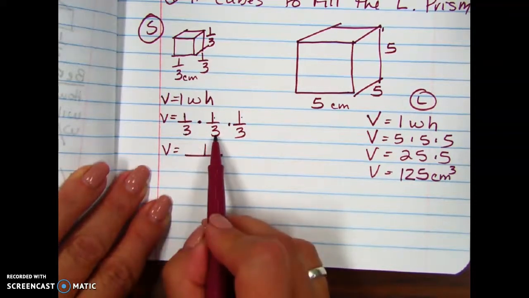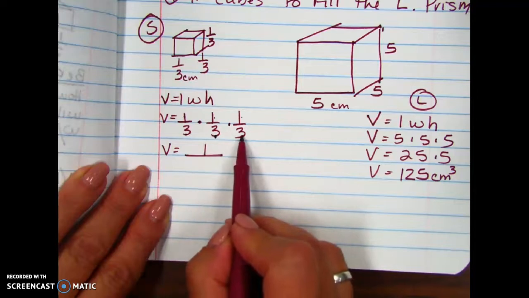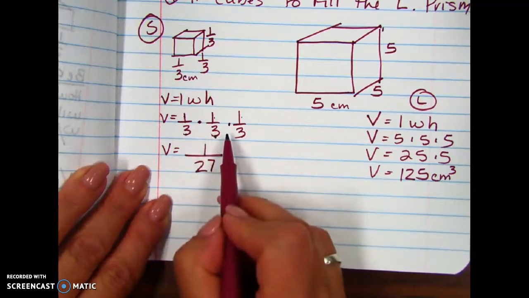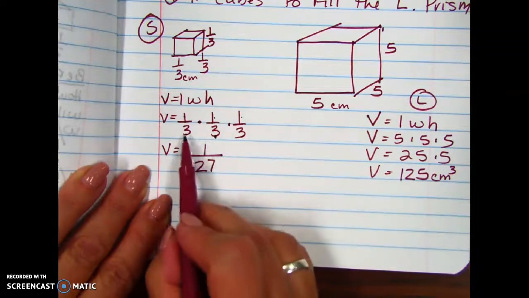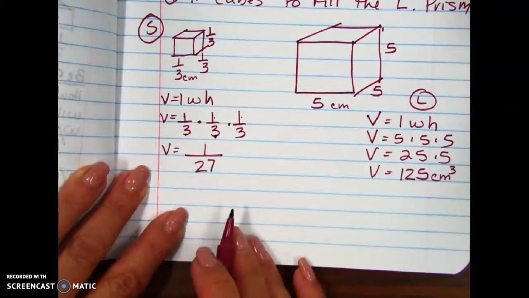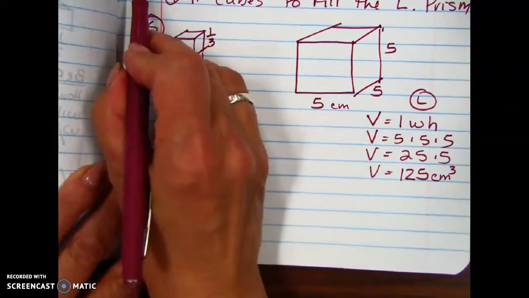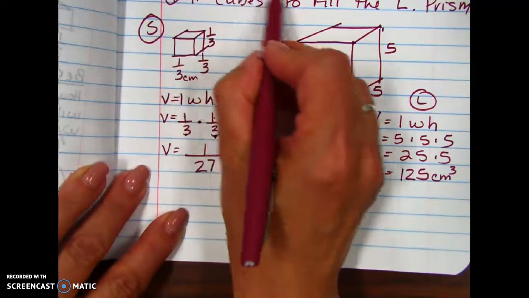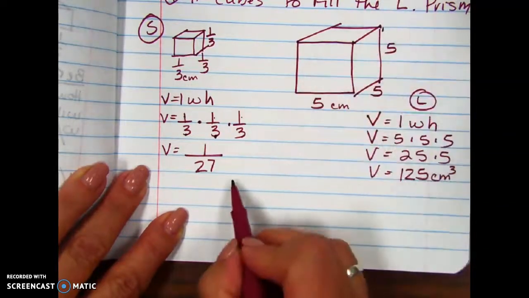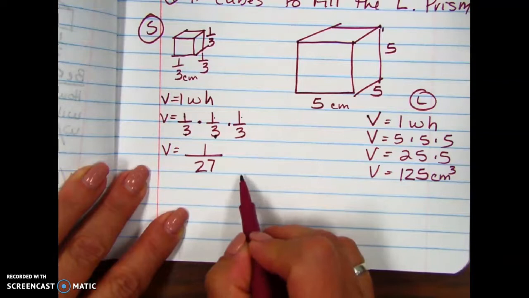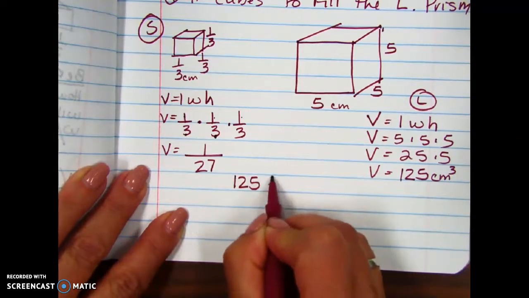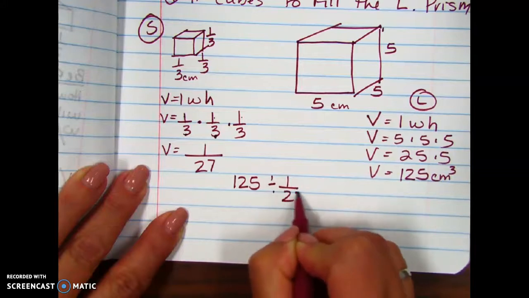Now 3 times 3 is 9. 9 times 3 is 27. Some people were saying 9 and 18, so that was a mixture of it. Remember, it's 3 times 3, which is 9 times 3, which is 27. So here's the kicker. Divide the large volume by the small volume. So I'm going to go ahead like this. The large was 125 divided by 1/27.